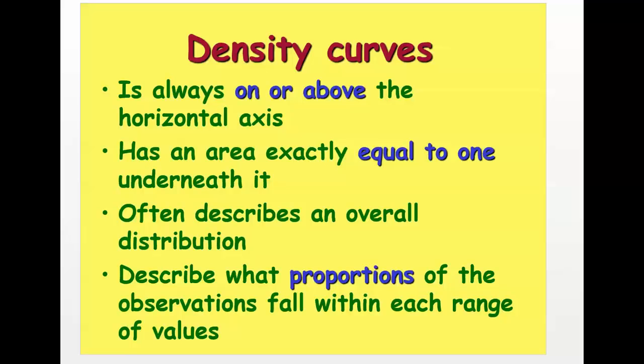But we define it to be the area on or above the horizontal axis. The area is equal to 1, and that's specifically because we use the area to represent the probability of an event occurring. And as we know from the probability unit, the likelihood of all the sample space is 1. And when we talk about the area under the curve, we're looking at what proportions of the observations fall within a given range of values.